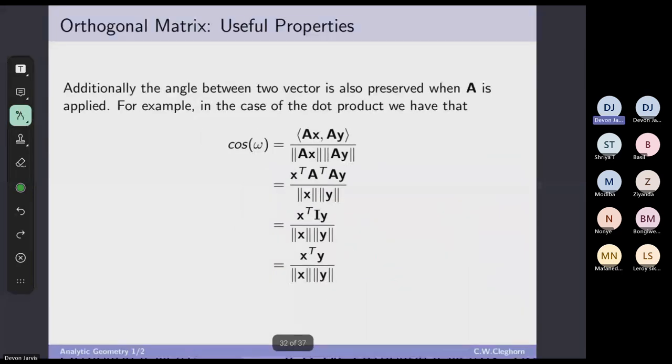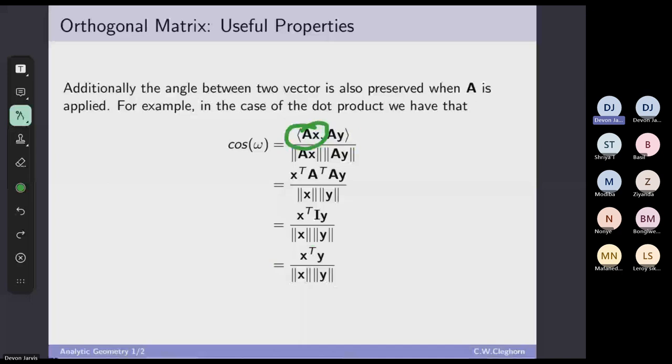Okay, secondly, we can look at what it does with angles. The angle between two vectors is also preserved, and this is an example of invariance, if anyone was curious about that. So it's another case where our result is invariant to any manipulations we have. The manipulation here is multiplying X and Y by A, the result stays the same, okay, invariance.